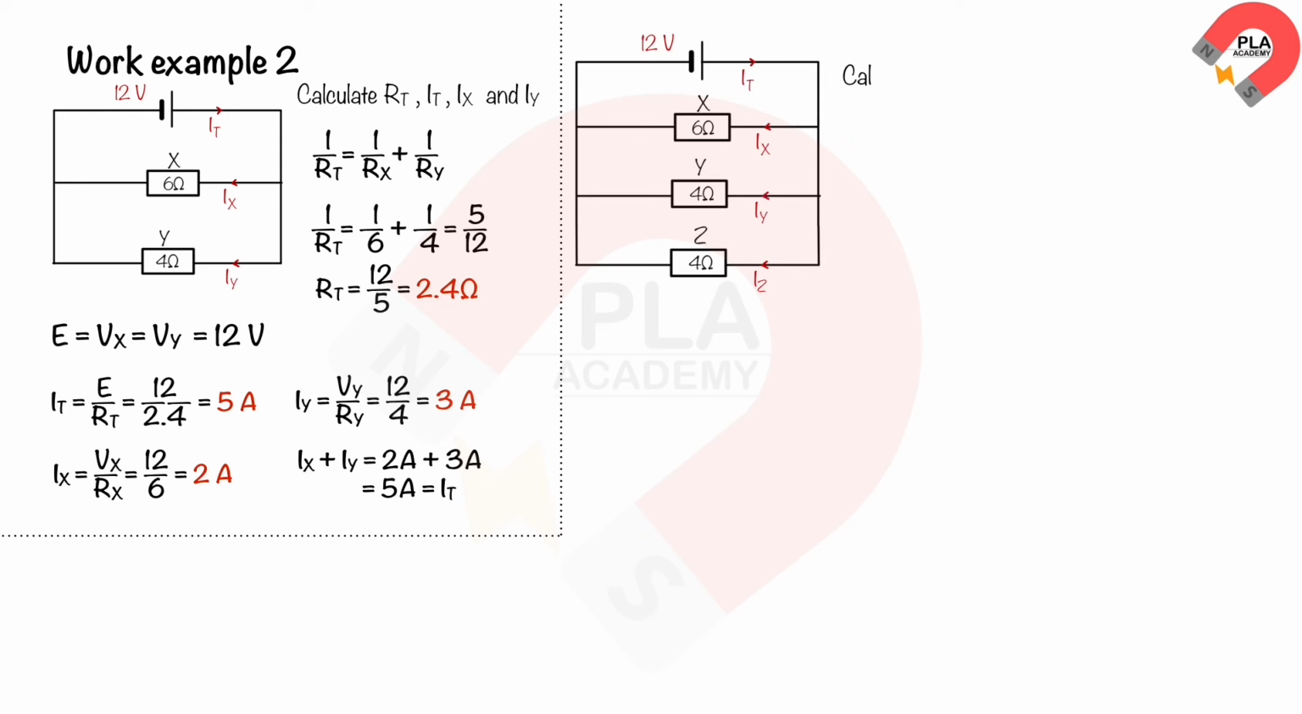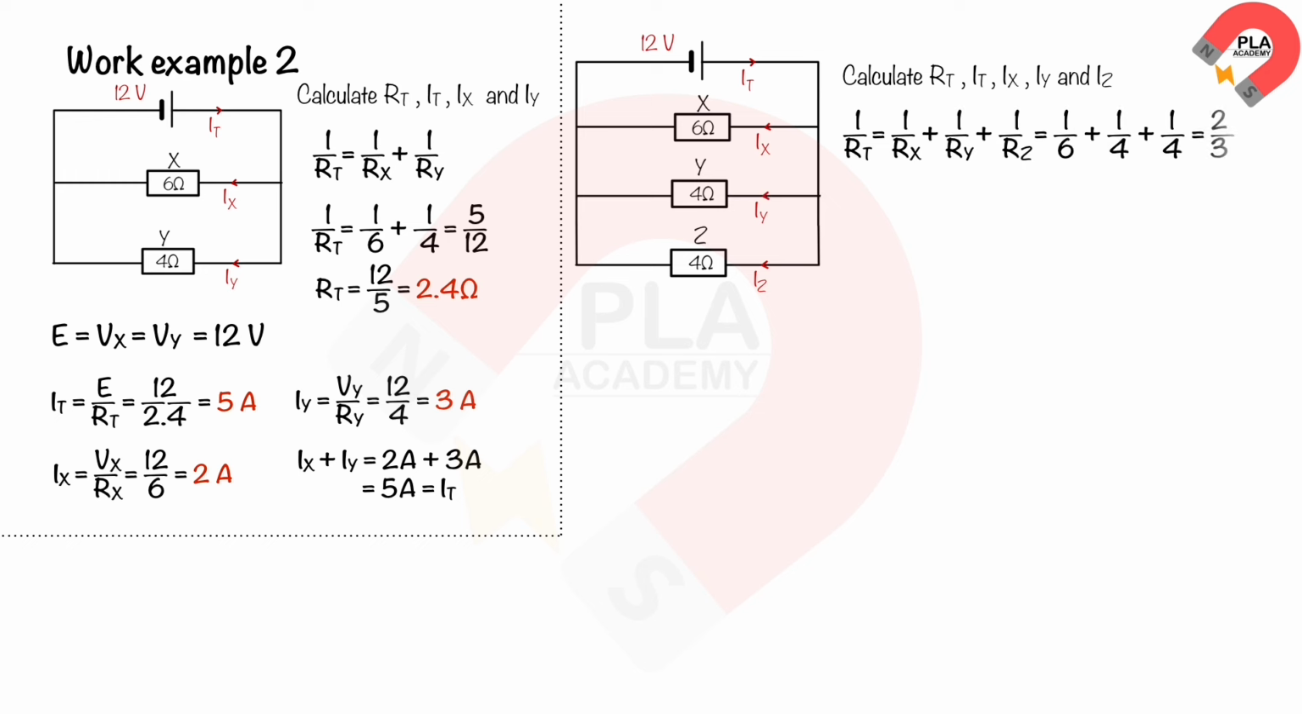Adding a 4 ohm resistor in the parallel circuit. Calculate the total resistance of the circuit. Current from battery. Current into resistors X, Y, and Z. Calculate total resistance using the equation as shown. Substitute Rx equals 6, Ry equals 4 and Rz equals 4. The result is 1.5 ohms. You see that the total resistance decreases.